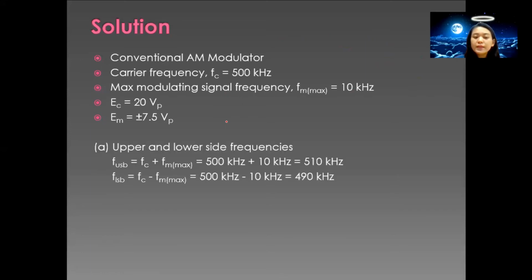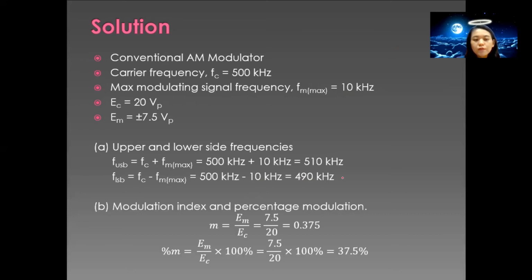Okay, now we go to our question. A, find the upper and the lower side frequency. So we have the formula for the upper sideband frequency equals FC plus FM maximum, 500 kilohertz plus 10 kilohertz is 510 kilohertz. For the lower sideband frequency, it is FC minus FM, equals 500 kilohertz minus 10 kilohertz, equals 490 kilohertz.